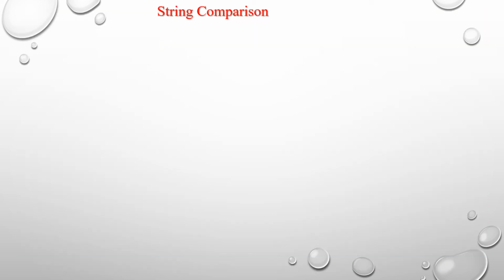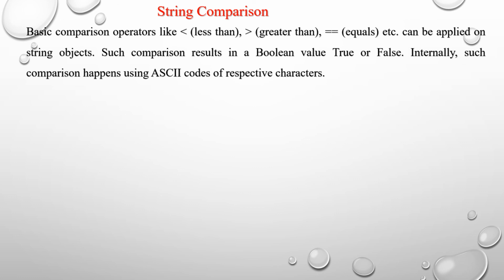String comparison. The basic comparison operators like less than, greater than, or double equals, etc. can be applied on string objects. Such comparisons result in Boolean values, true or false. Internally, such comparison happens using the ASCII codes of the respective characters.